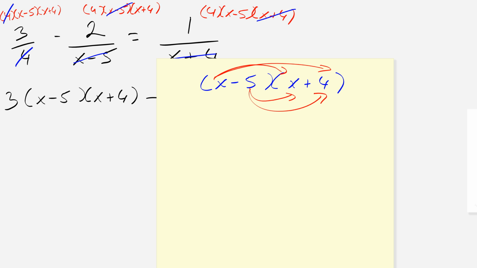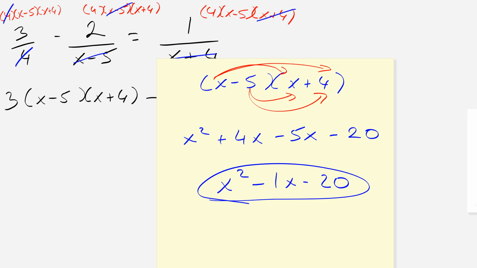That's straightforward enough. x by x is x squared, x by 4 is plus 4x, minus 5 by x is minus 5x, and minus 5 by 4 is minus 20. So all in all, that tidies up to x squared minus 1x minus 20. It's important to go to your rough work to expand double brackets, as there's less chance of making a mistake that way. So all this became x squared minus 1x minus 20.